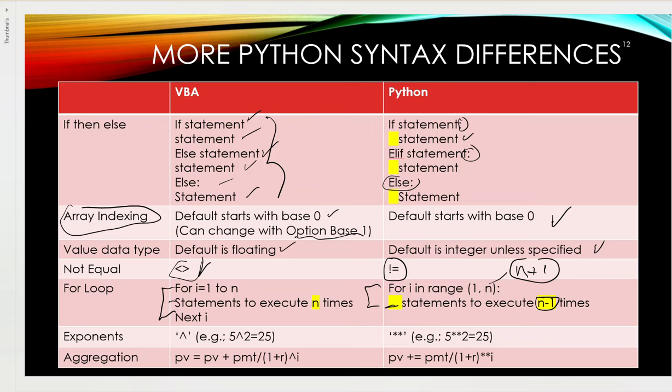If you want to do an exponent in VBA, you just say 5 squared is 25, or use the little hat or caret. In Python, it is the double asterisk. And for aggregation, in VBA you would say something like present value equals present value plus, so it's variable name equals variable name plus. In Python, you just say present value plus equals, which means keep adding to PV.